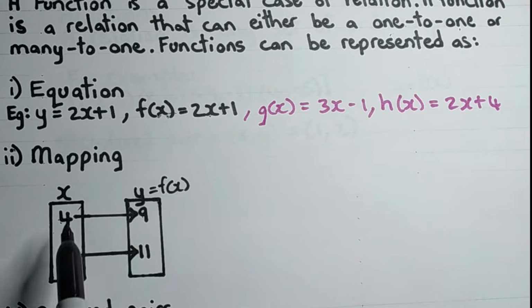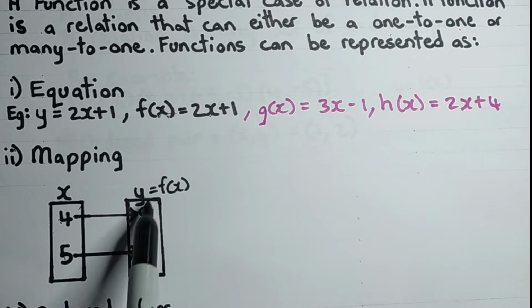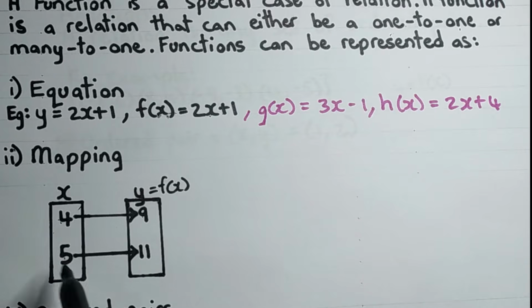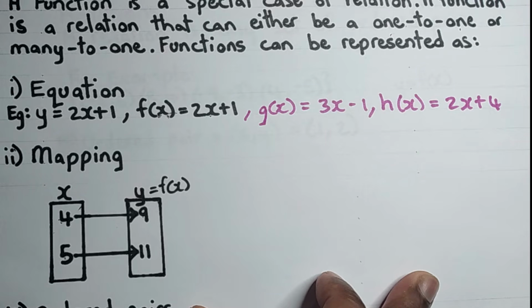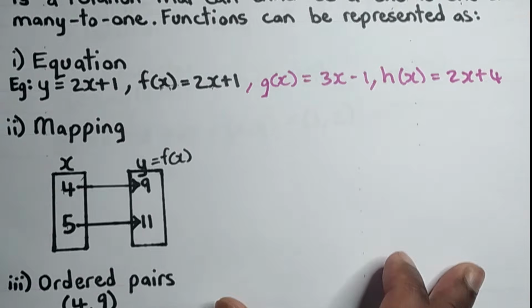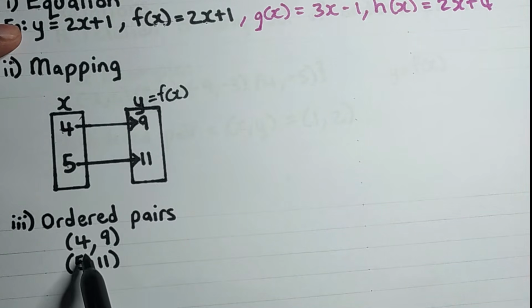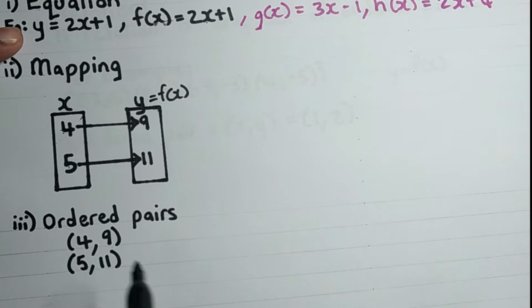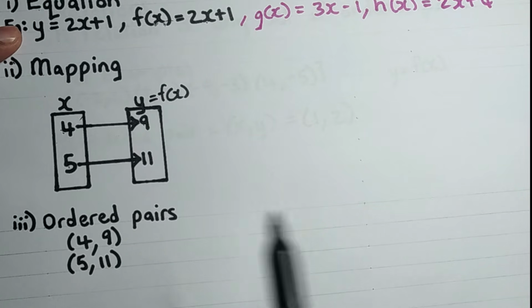Now, a many-to-one mapping simply means that we'll have more than one x value being mapped to one y value. We could have had this 4 and this 5 being mapped to this 9, depending on the function that you're dealing with. So we can have a one-to-one mapping or a many-to-one. Now we also represent functions using ordered pairs. As I explained previously when we were looking at relations, an ordered pair is a composition of the x-coordinate and the y-coordinate, which we refer to as f of x also.